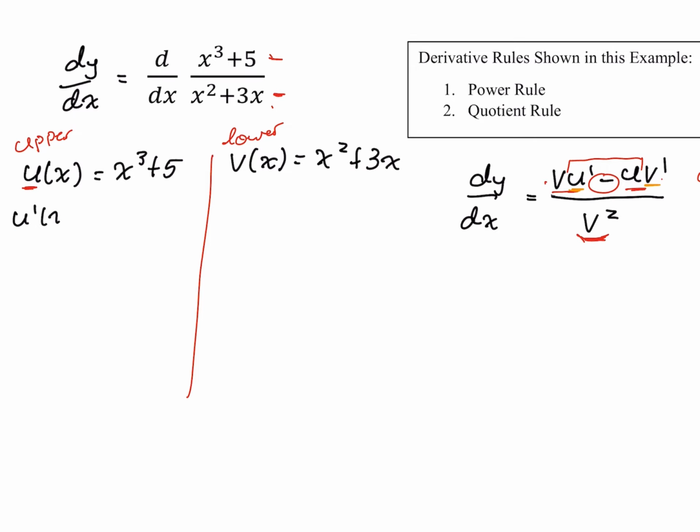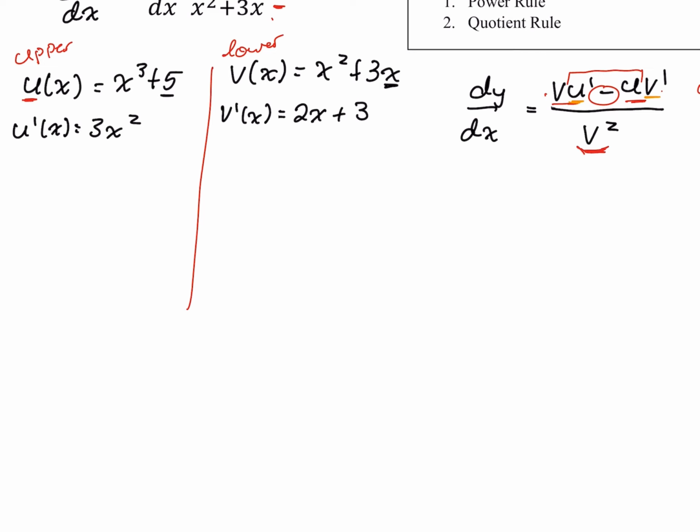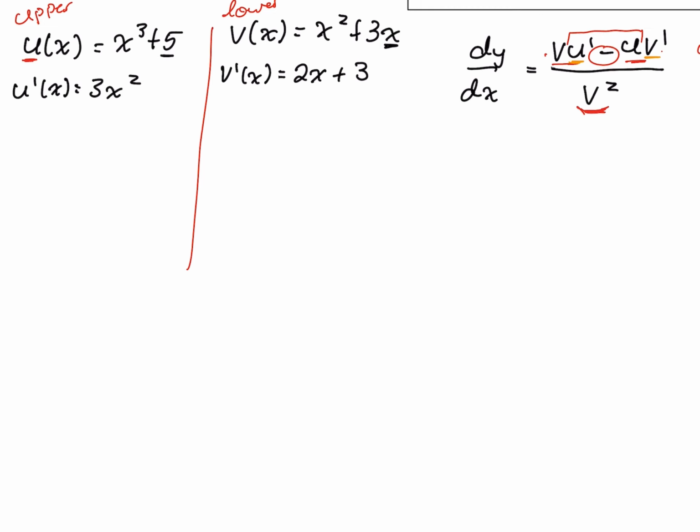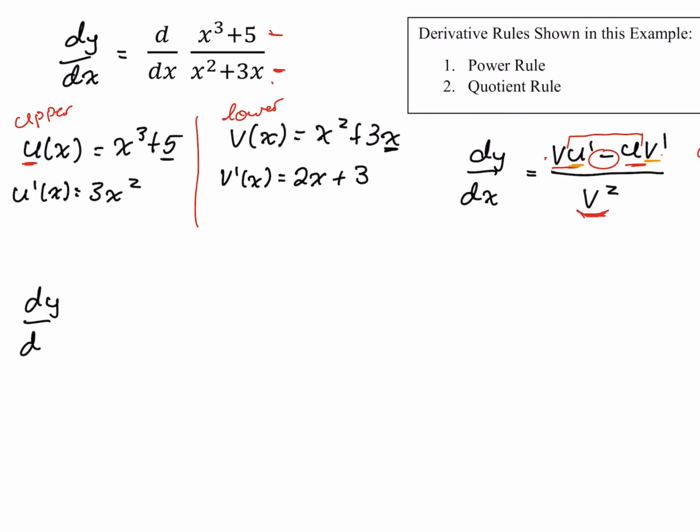So u prime is equal to 3x squared, and this is just a simple power rule, and v prime equals 2x plus 3. The x drops off here, and the 5 drops off there. Now let's plug these into our equation, and I'm going to rewrite this down here.